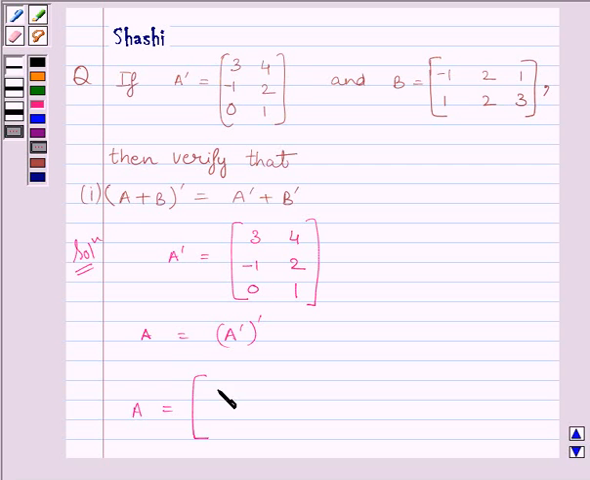Transpose of A transpose is equal to 3, 4, minus 1, 2, 0, 1. First row of A transpose has changed into first column of transpose of A transpose. Second row of A transpose is equal to second column of transpose of A transpose, and third row of A transpose has become the third column of the transpose of A transpose. And we know transpose of A transpose is equal to A. So A is equal to matrix 3, minus 1, 0, 4, 2, 1.